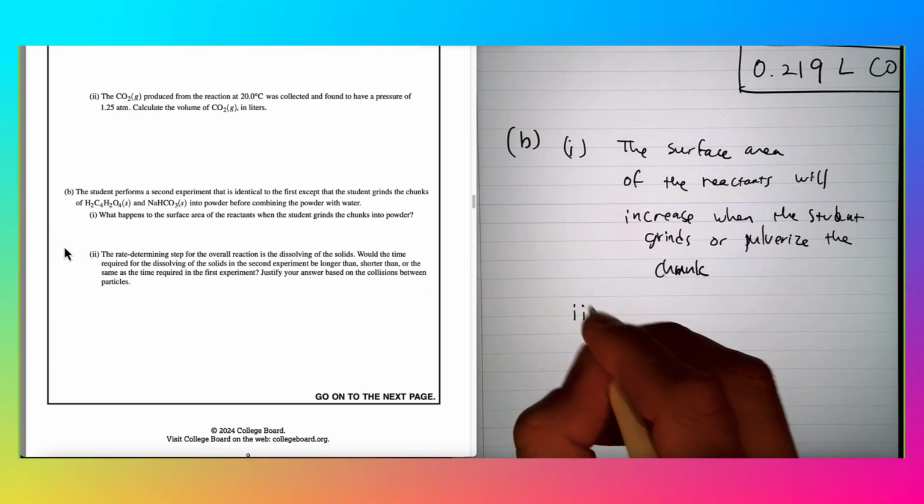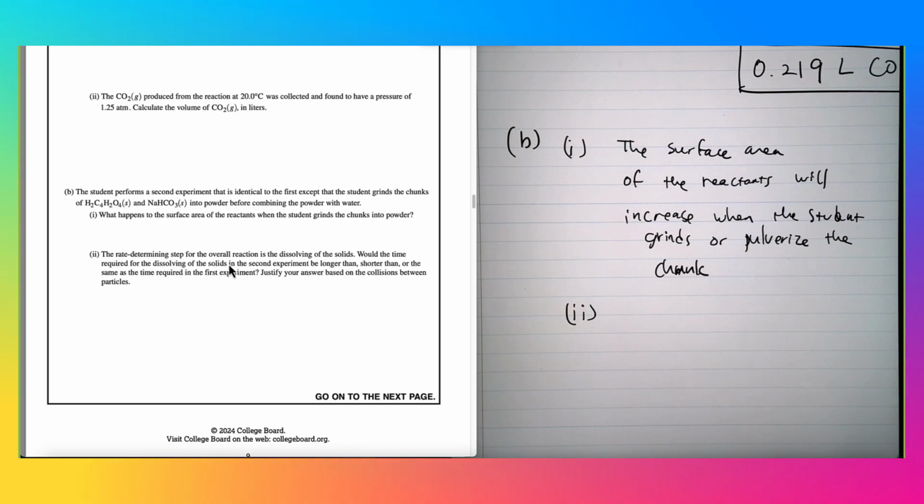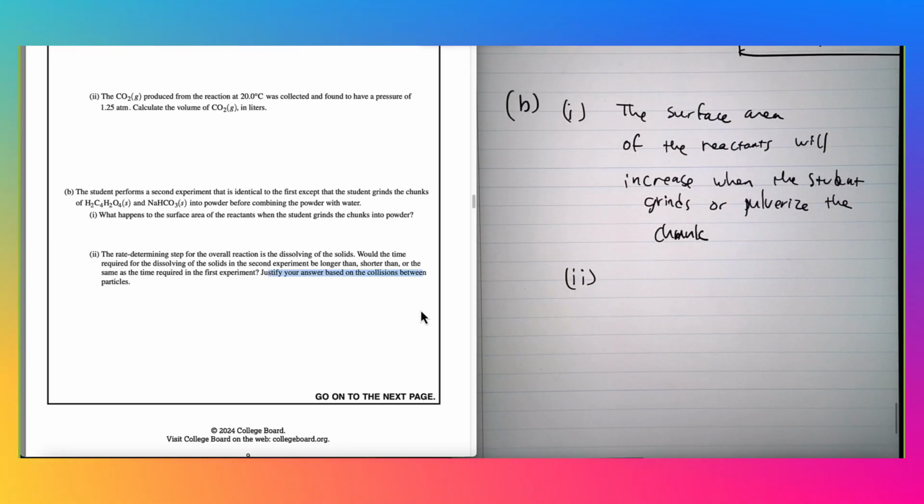Alright, so part 2. The rate determining step for the overall reaction is dissolving the solid. Will the time required for dissolving the solids in the second experiment be longer, shorter, or the same as the time required for the first experiment? This is like a justification of part A. Justify your answer based on the collision between particles. So you may want to pay attention to this collision theory, collision between the particles. Well, the short answer is it was shorter.